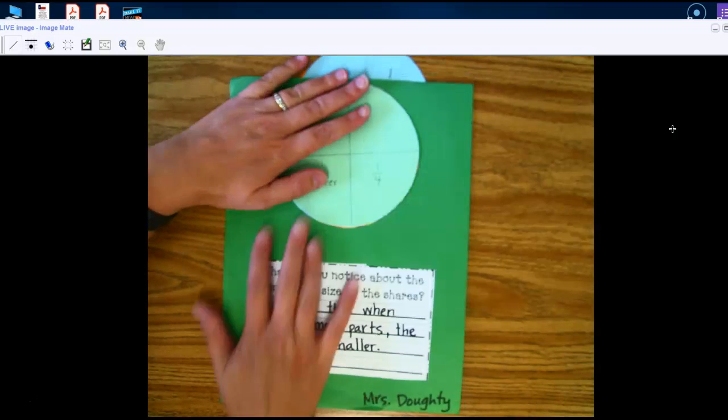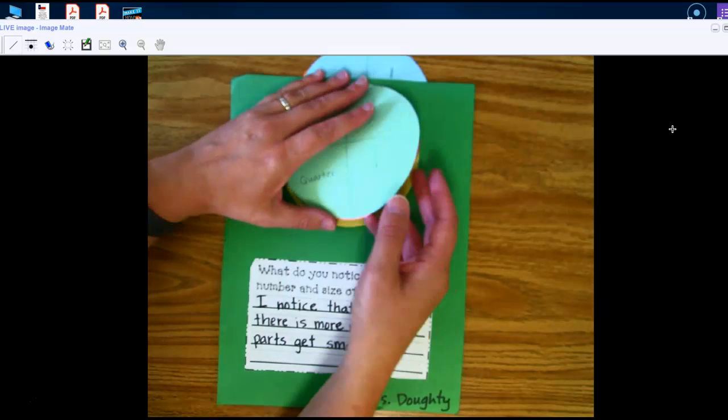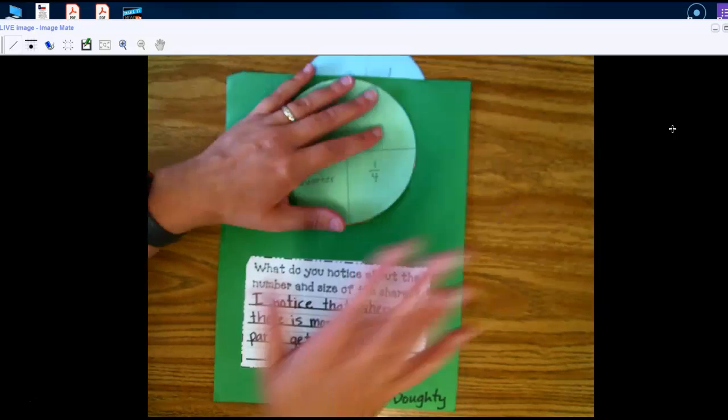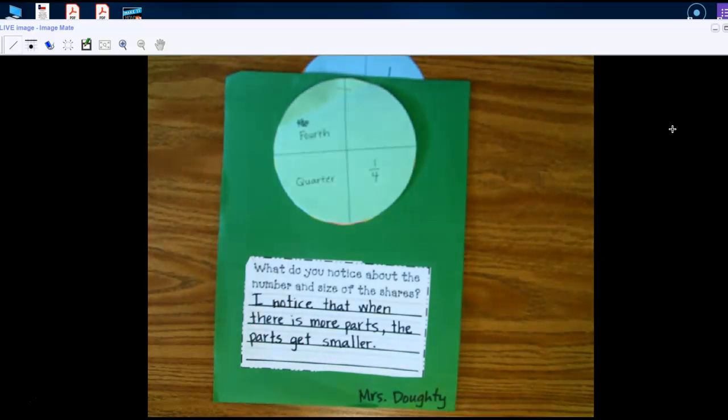Okay, and then you're going to take these home. You can show your parents what you know about fractions, that you know that you have wholes, halves, thirds, fourths, and you notice that when there's more parts, the smaller they get. So that's just a reminder for you.